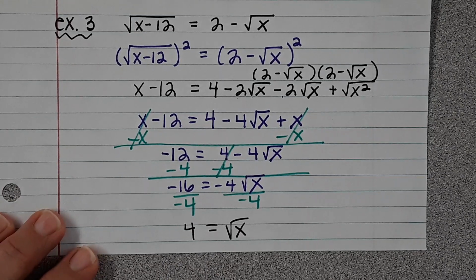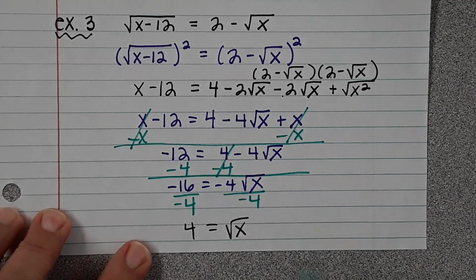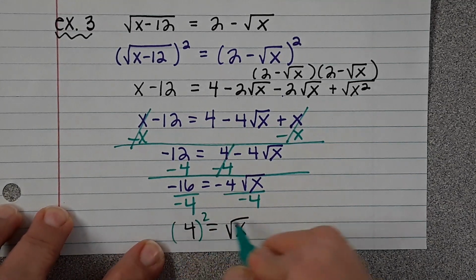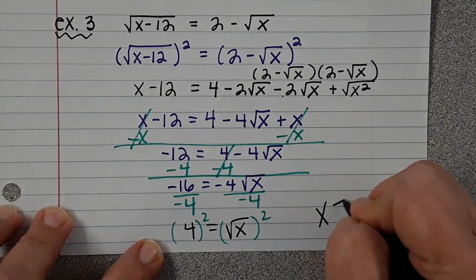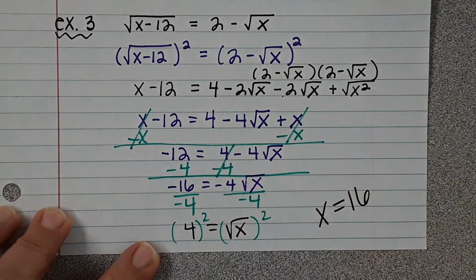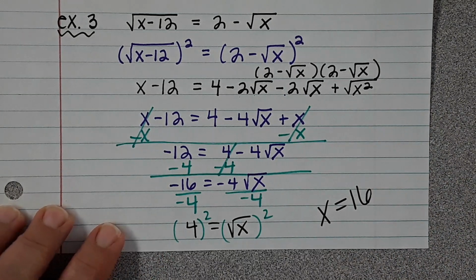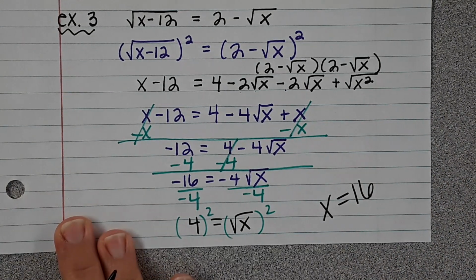Now, what do we have to do? Now it becomes like an example 1. So what do we have to do now? We have to square both sides. Okay. What do we have to do? Check. You guys, it is really important that you check it because not all answers you get are answers.